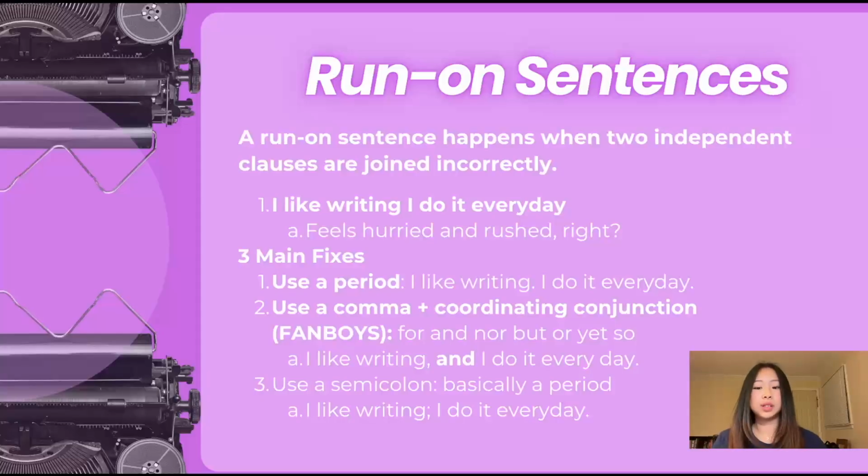Your second option is to use a coordinating conjunction. Coordinating conjunctions join two separate ideas. The coordinating conjunctions are FANBOYS, which stands for for, and, nor, but, or, yet, so. For our previous example, you could say, I like writing, and I do every day. That joins them together and it kind of gives them a relationship that you wouldn't have if you had a period. And the comma alone is not enough, by the way, you need to have the conjunction as well.